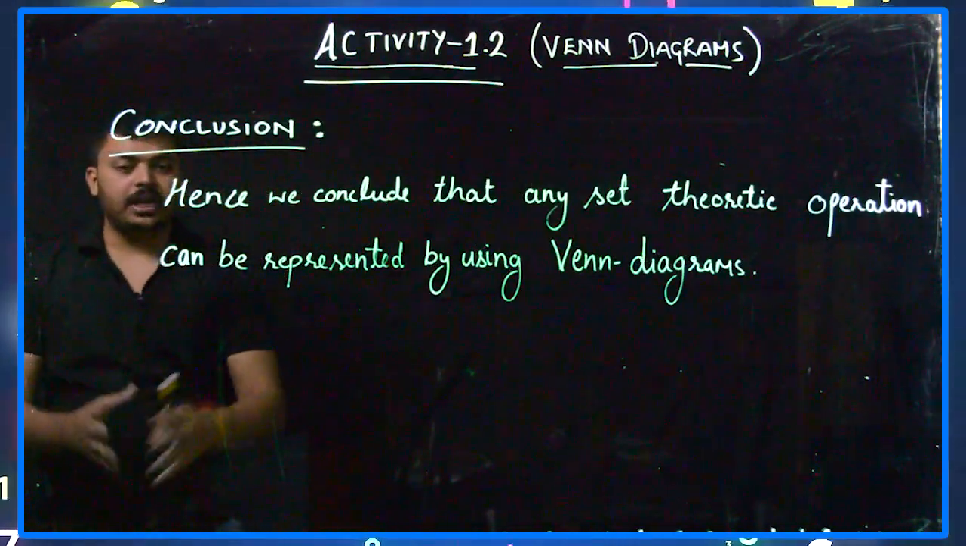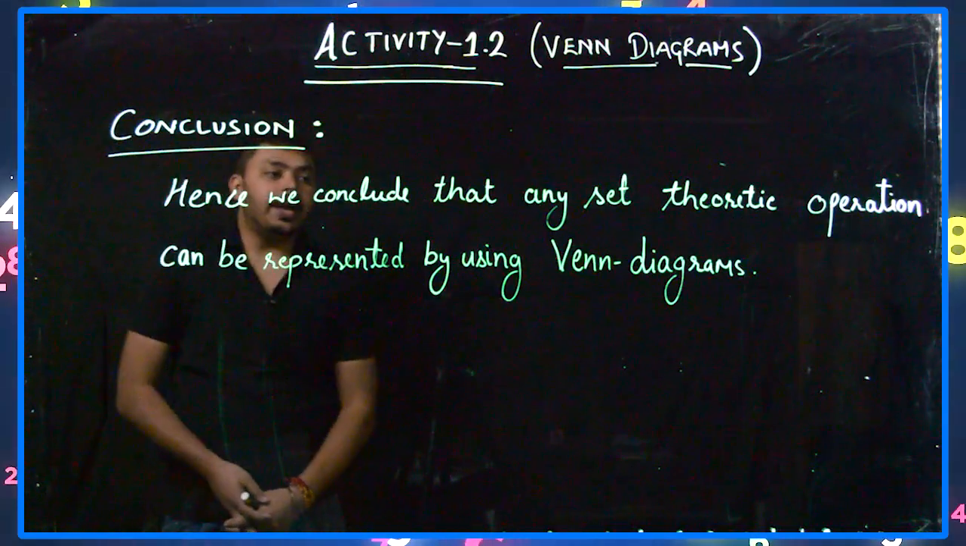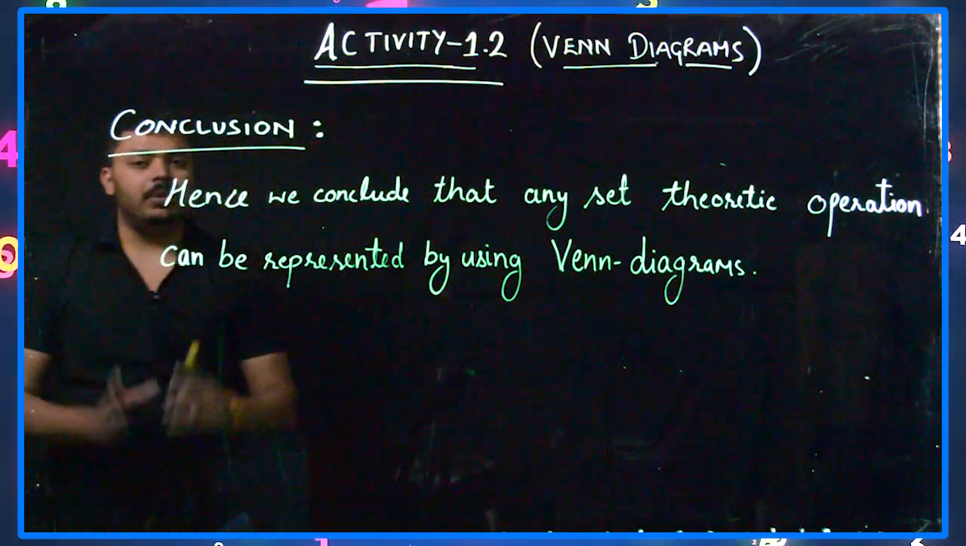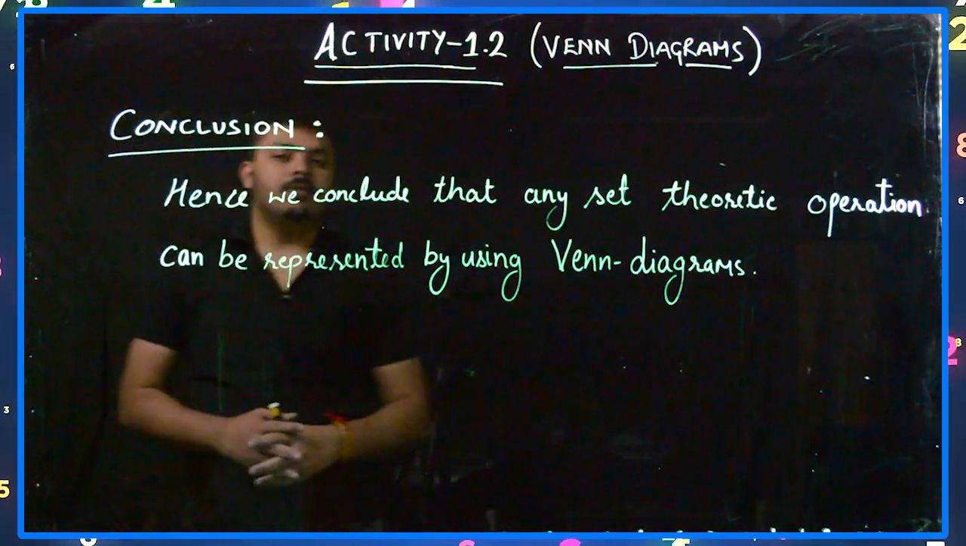So students, from this activity we conclude that any set theoretic operations can be represented by using a Venn diagram.